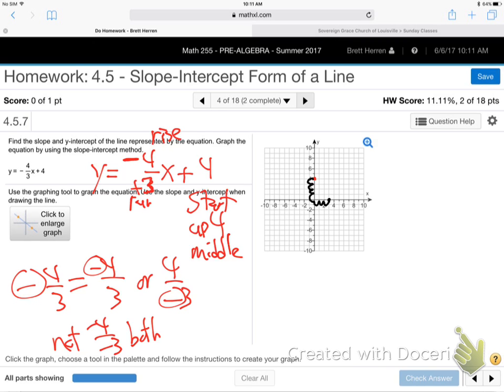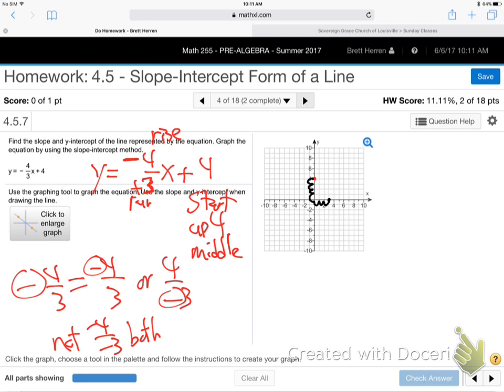Just let the bottom always be positive, and that way you're always moving to the right. That's just easy to remember. That way if the thing's negative, you're going down and right. If it's positive, you're going up and right. But you're always going to the right. Positive up, negative down, and then always to the right. That's the easy way to deal with that.